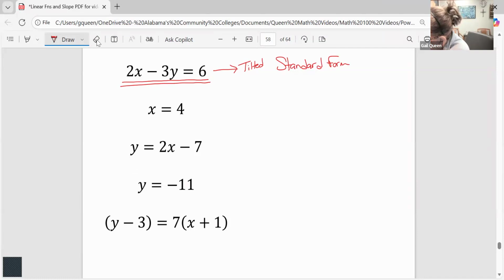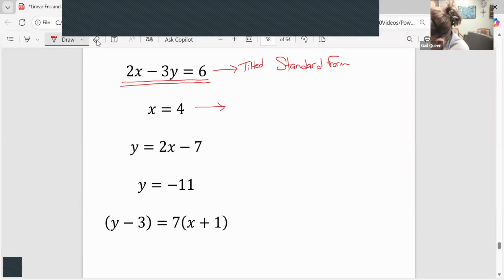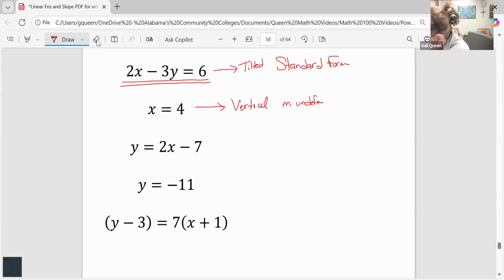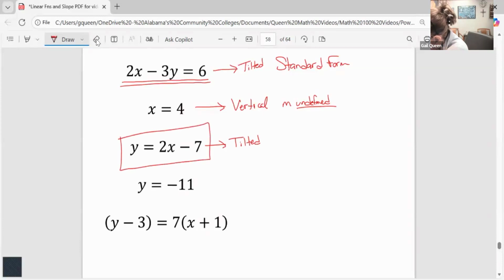Okay, what kind of line is the second line? I don't have a y at all. I only have x. This is a vertical line. What kind of slope does this vertical line have? Undefined. You can't ride your bike up a vertical line. That's the one that's undefined, okay? Okay, what kind of line is the third line? This is also a tilted line. Now, what kind of format do we have here? Do you see how this equation is solved for y, how the y is by itself? That means this is slope-intercept form. Slope-intercept form means solved for y.